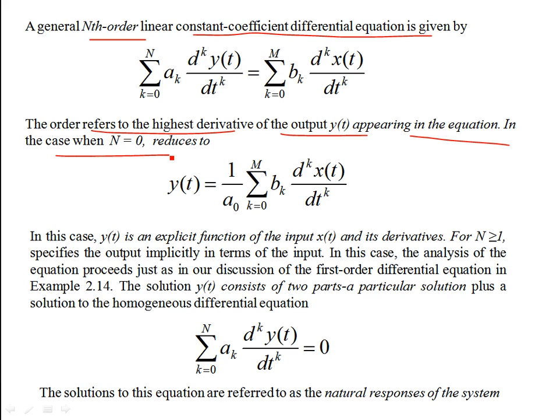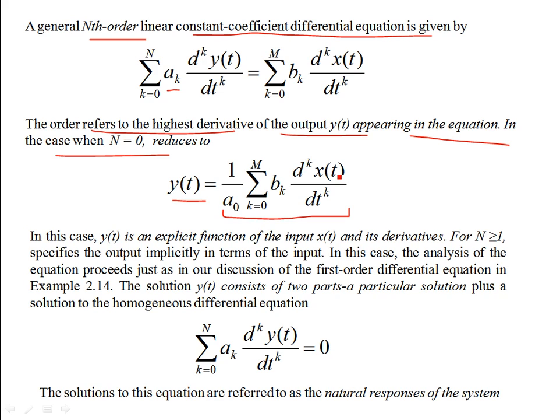In case n equal to 0, then the zeroth differential is y(t), and you just have a0 over here, so you can bring a0 to the right hand side of the equation, and you're left with the differentials of the input. This equation means that in order to compute the output, you just need the differentials of the input, or probably some past or future values of the input. You just need the inputs.